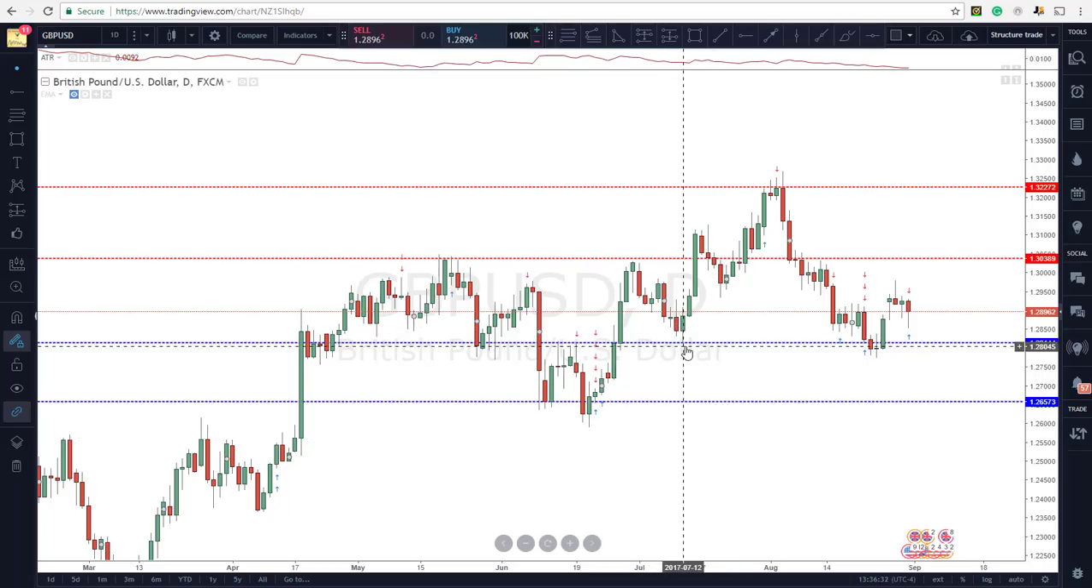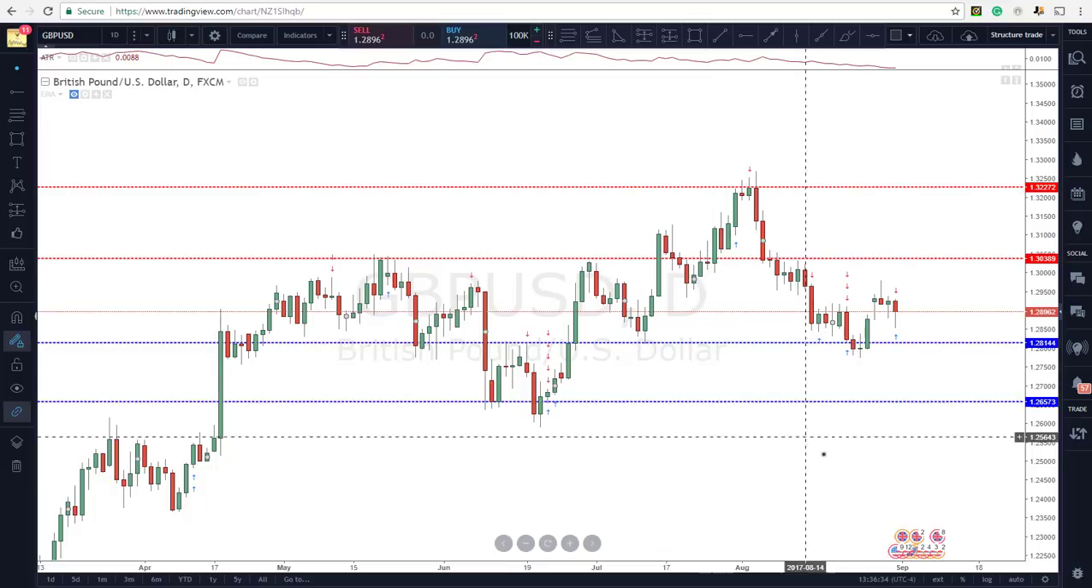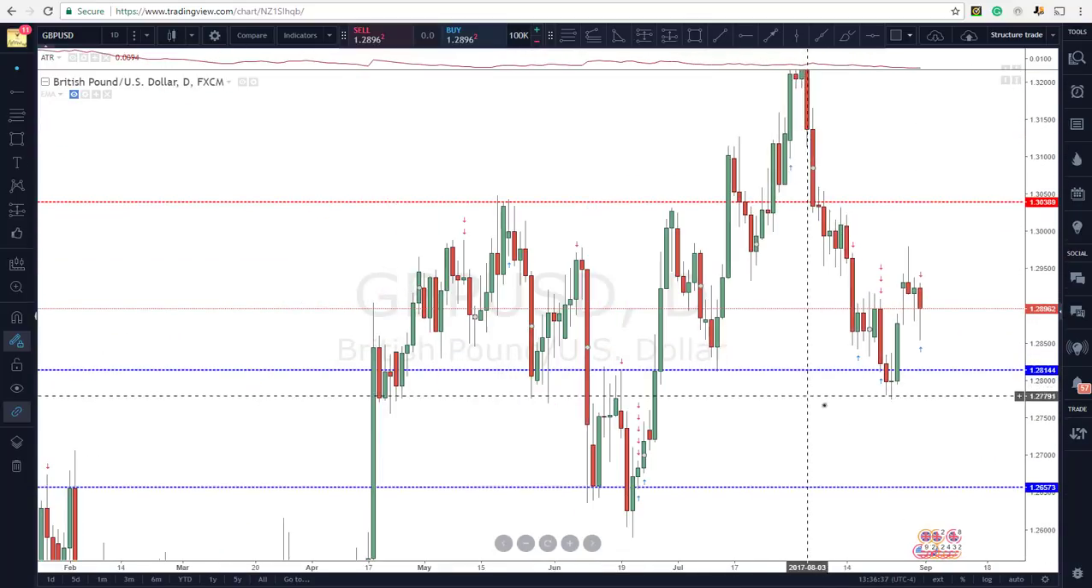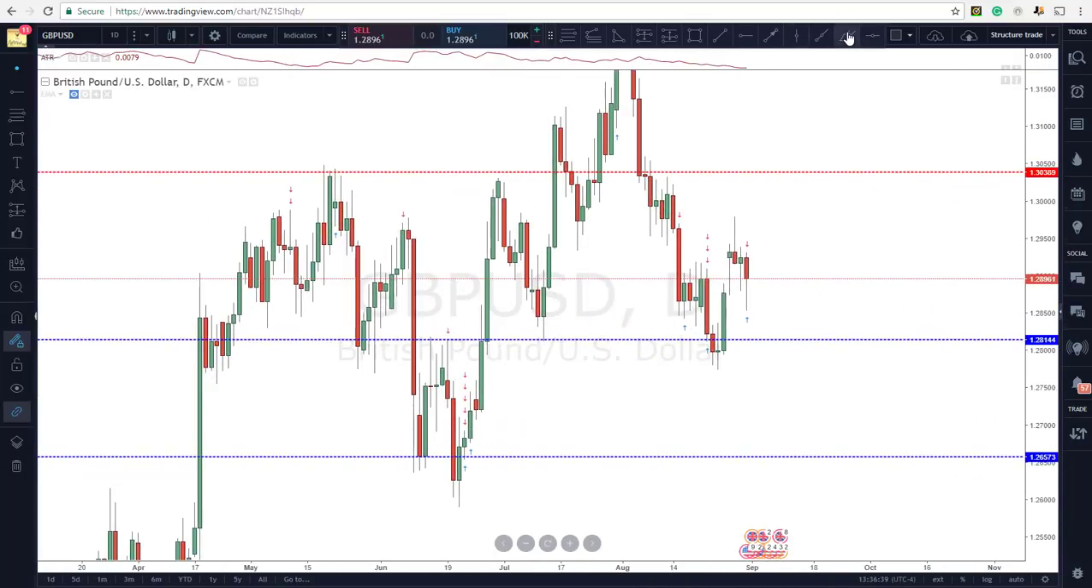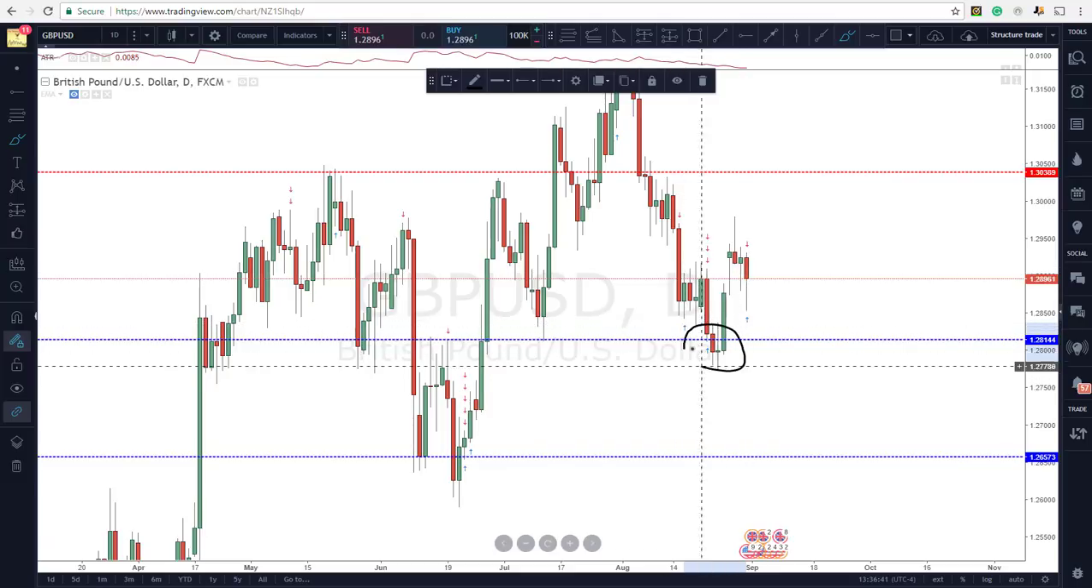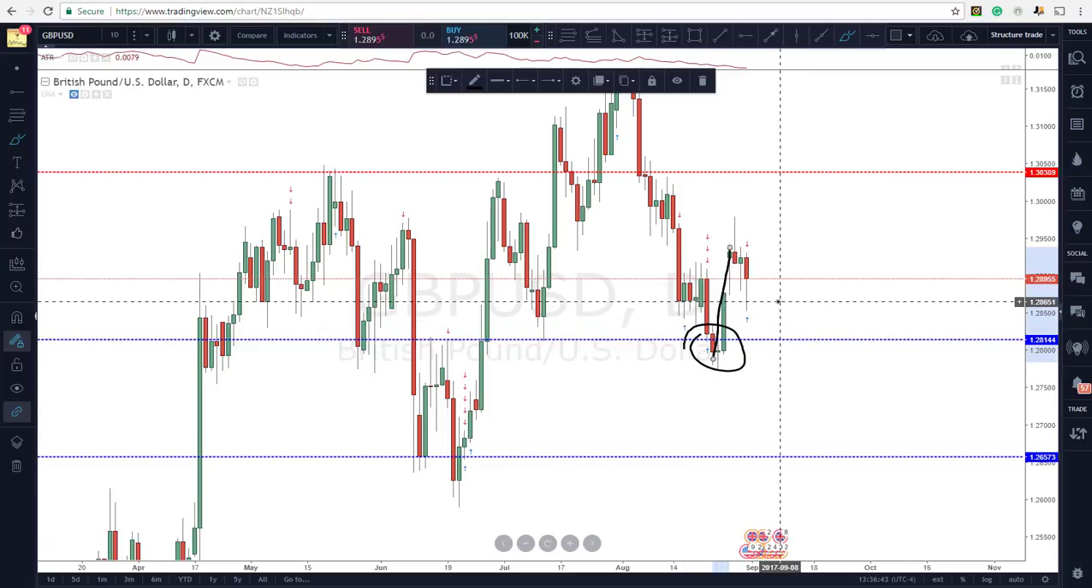Alright guys, so let's start this video off on the pound dollar daily chart. And as you can see, the pound dollar has come down into a daily level of major structure right here. And we've actually pushed up quite nicely from this level.